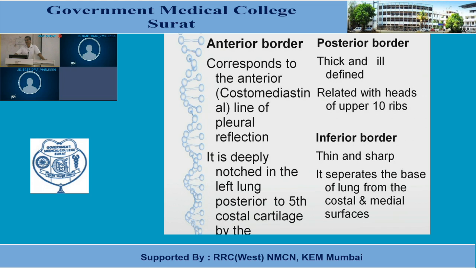Now posterior border. The posterior border is thick, rounded, ill-defined, and comes in relation with the heads of the upper 10 ribs. It is rounded, present in the paravertebral gutter. Now inferior border, it is again thin, sharp, and this inferior border will separate the base of the lung from the costal and medial surfaces.